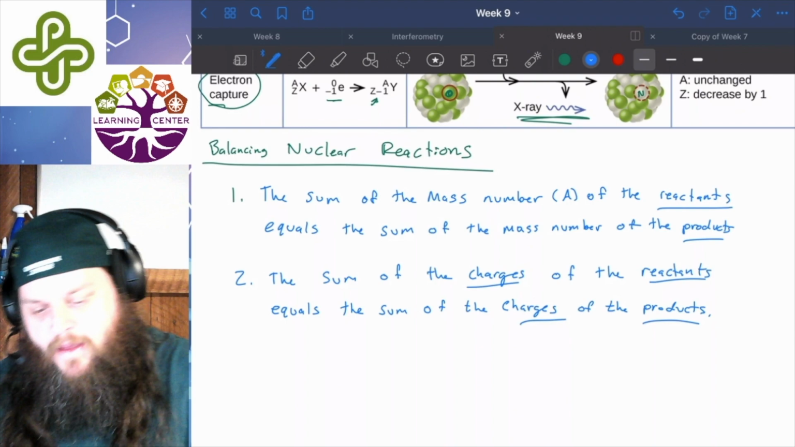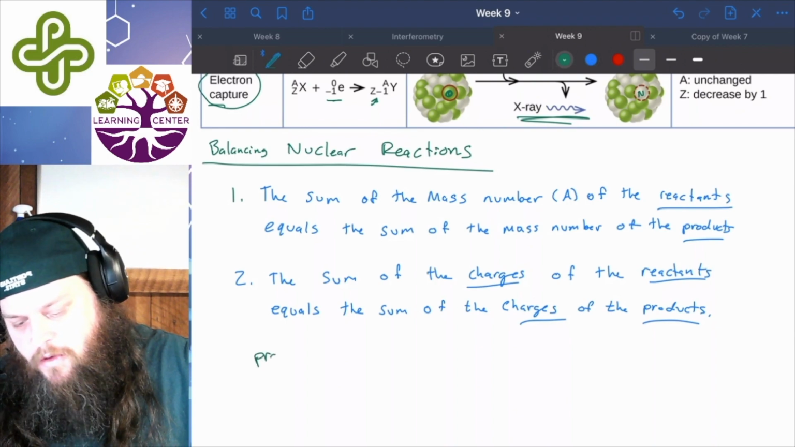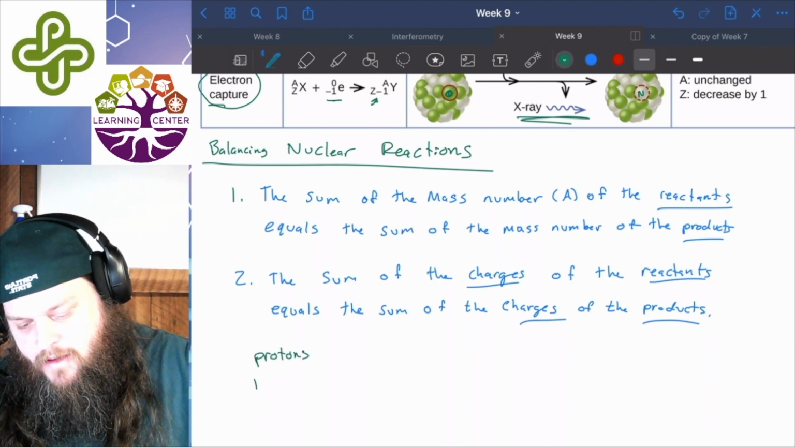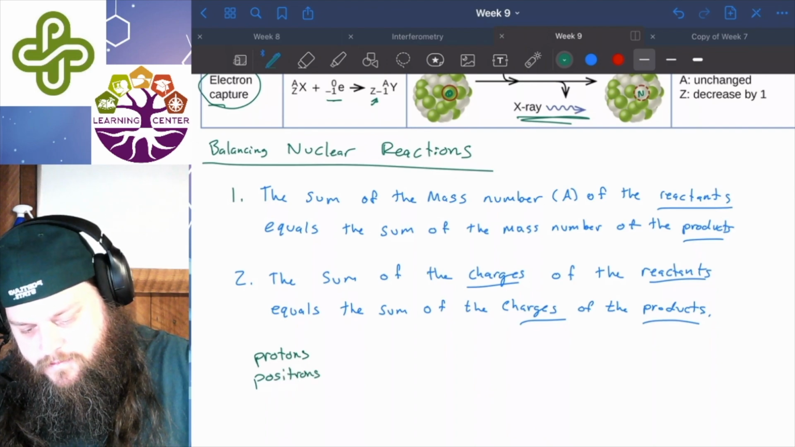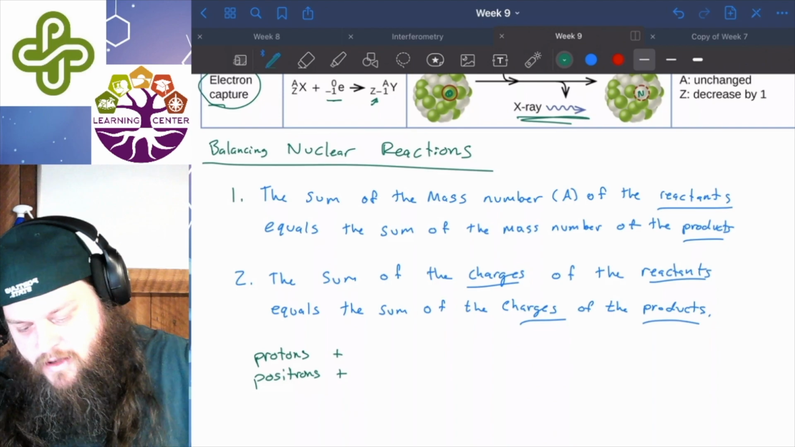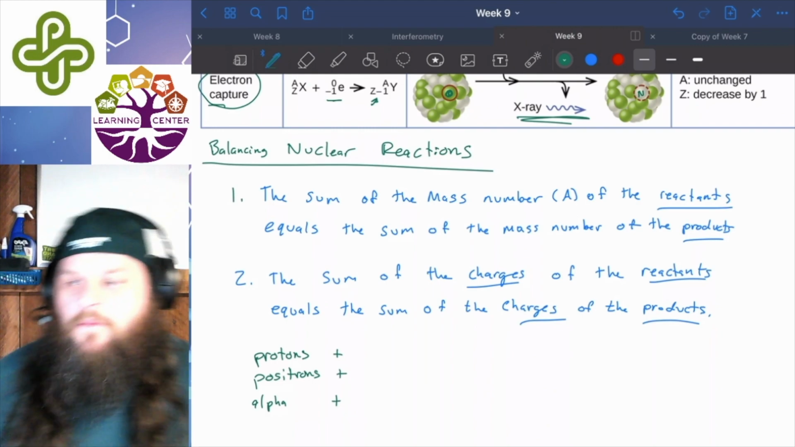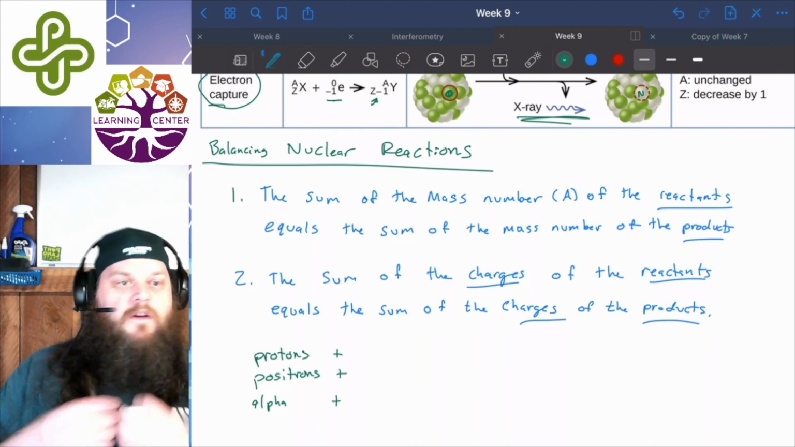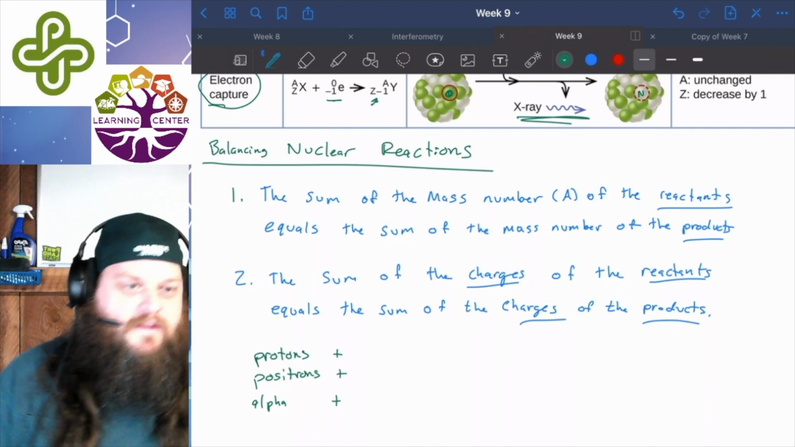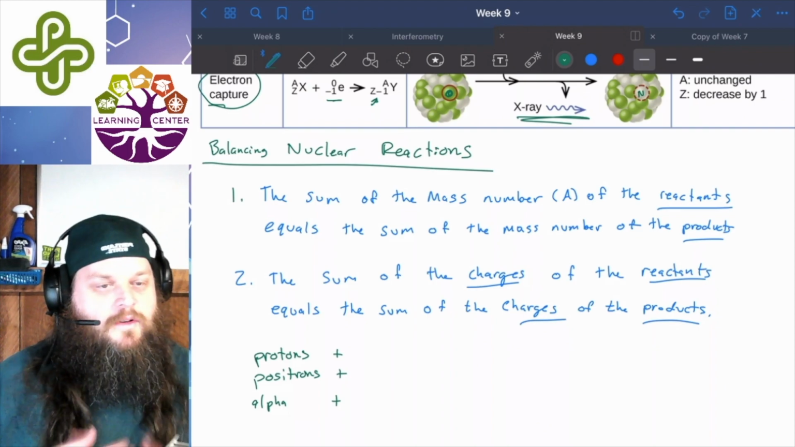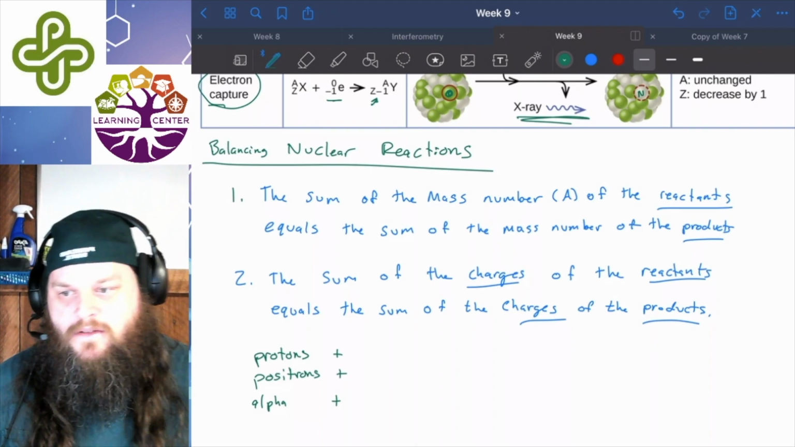And remember that protons and positrons have a positive charge. Same with alpha particles. They have a positive charge to them. Really, we're actually losing 2 protons in that process, is part of what we want to think about. So we're losing that 2 plus.